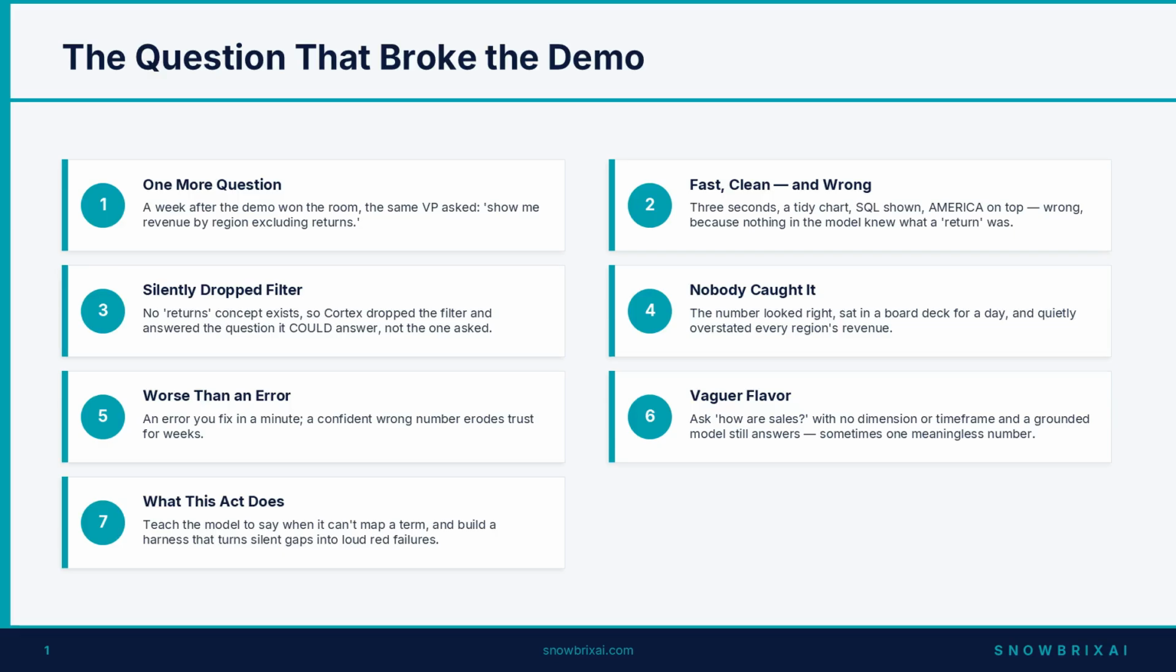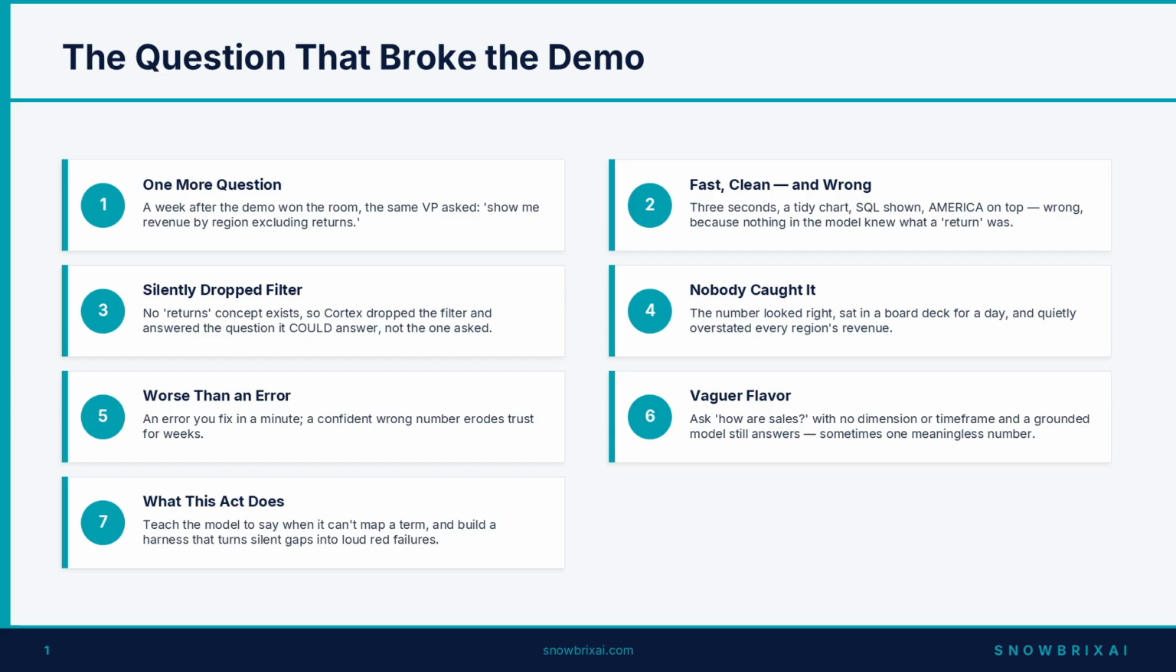The app answered in 3 seconds. A tidy chart, the SQL shown, America on top. And it was wrong. Nothing in the model knew what a return was. So Cortex quietly dropped the filter and answered the question it could answer, not the one that was asked. Nobody caught it for a day. The number looked right. It sat in a board deck and it overstated every region's revenue.